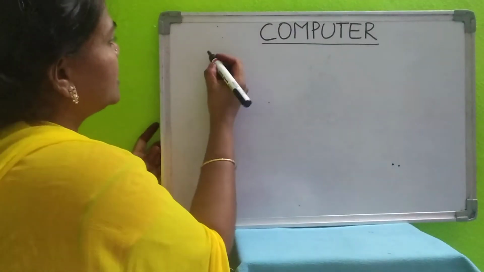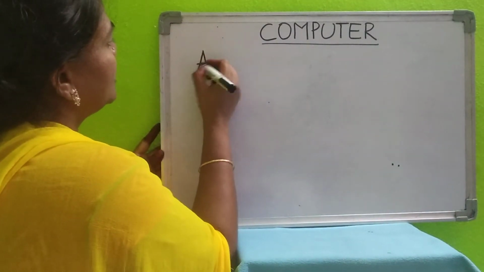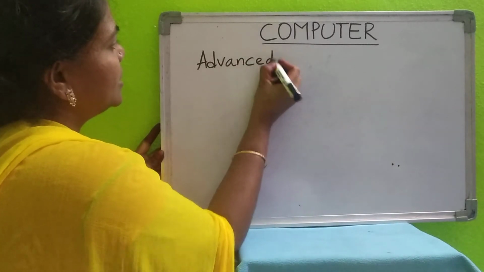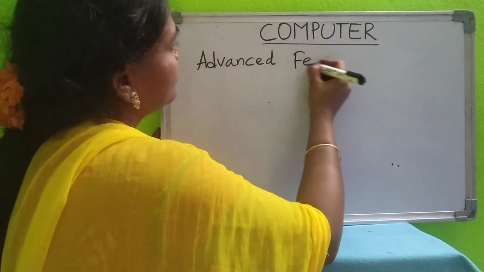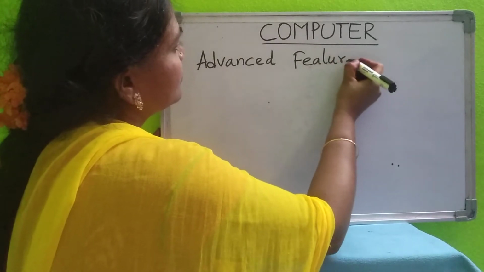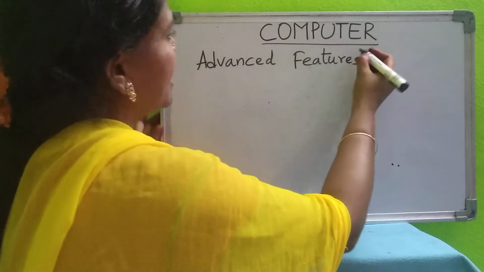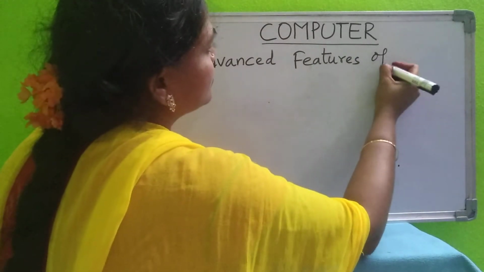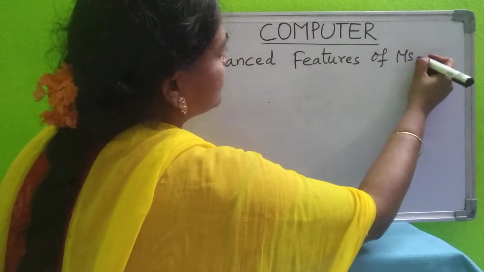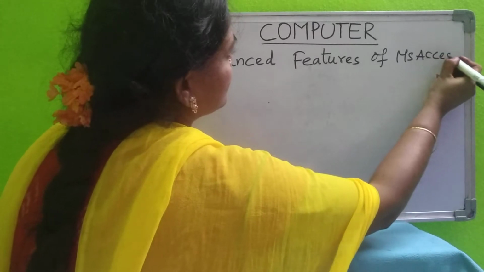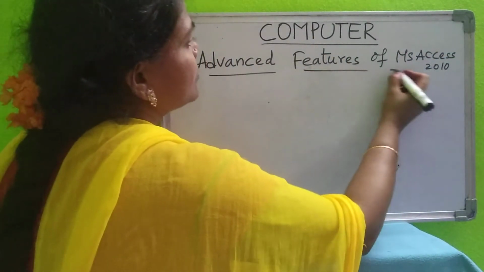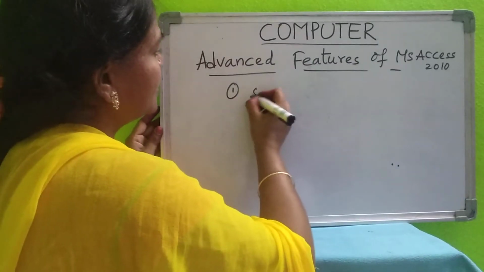So which lesson are we learning? The advanced features of MS Access 2010. Of those, three features we have learned and the remaining three we will learn today. What are the three features we have learned?